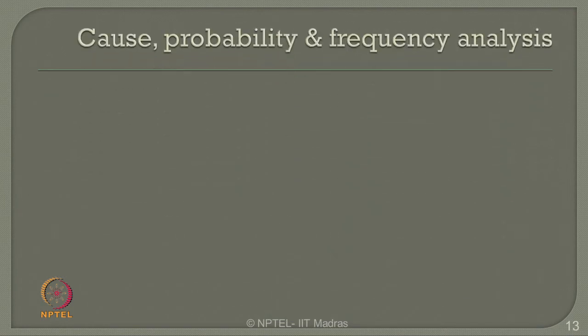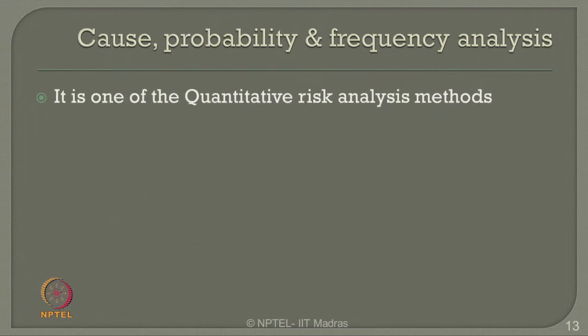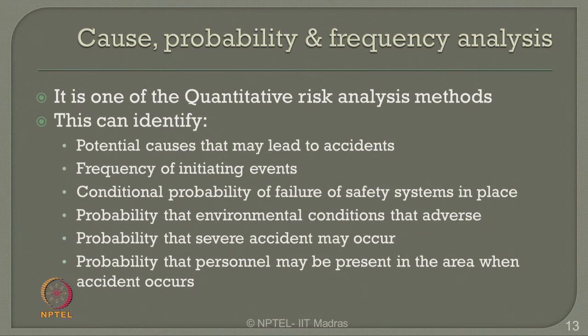Next to this in the list is cause, probability and frequency analysis. It is one of the quantitative risk analysis methods, abbreviated as QRA. This can identify the potential causes that may lead to accidents. It can also identify the frequency of initiating events, the condition and probability of failure of safety systems in place, the probability that environmental conditions may be adverse and cause problems to the plant, the probability that severe accidents may occur, and the probability that personnel may be present in the area when an accident occurs.